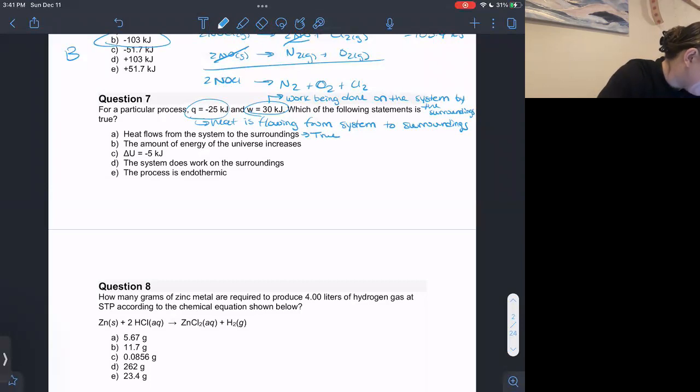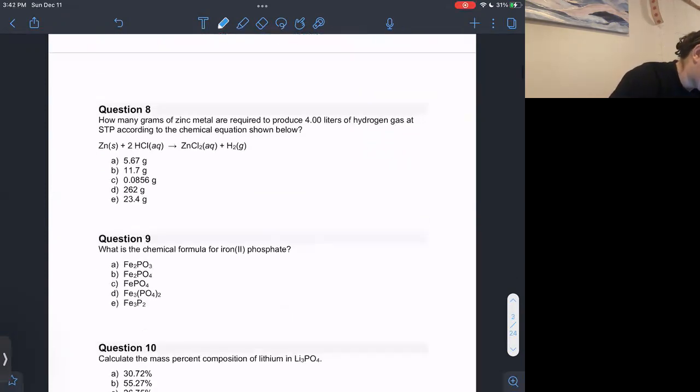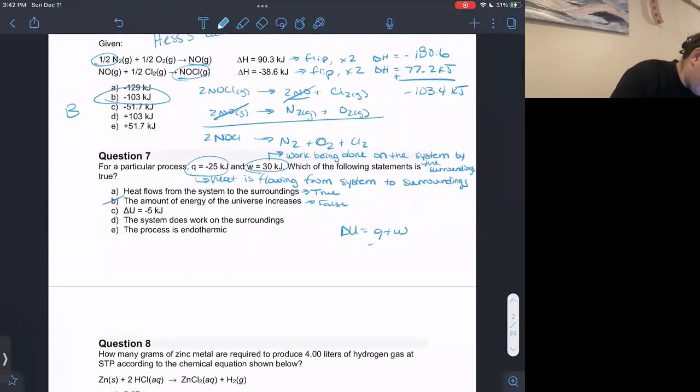For B, the amount of energy of the universe increases. Okay, I know this is false. We can't change the energy in the universe. The energy in the universe will stay the same. So that will never decrease nor increase. So this one's going to be false. Delta U is equal to negative 5 kilojoules. Okay, so delta U is going to be equal to Q plus W. So if I were to add that, it would be negative 25 plus 30, and that would be a positive 5 kilojoules. Okay, so that's going to be false.